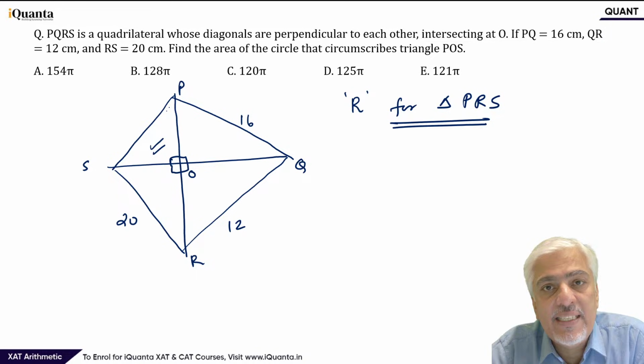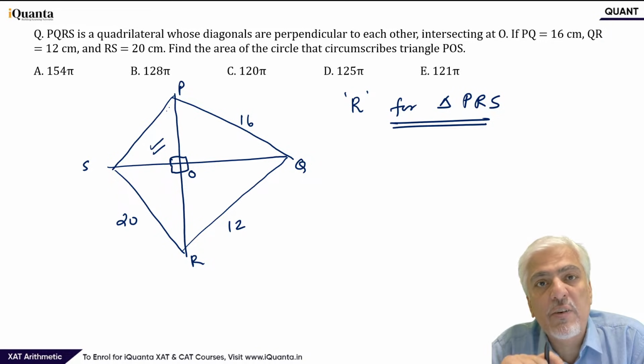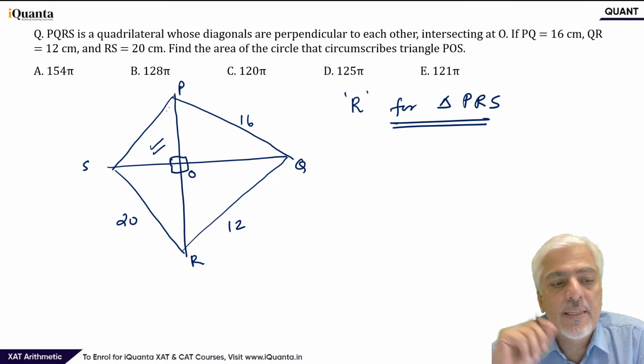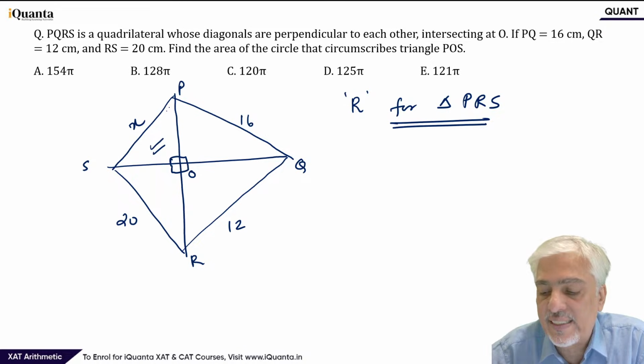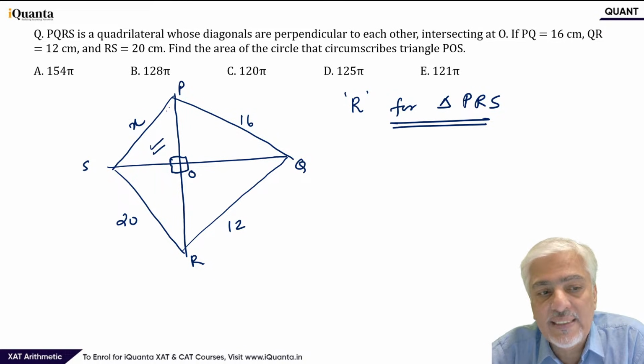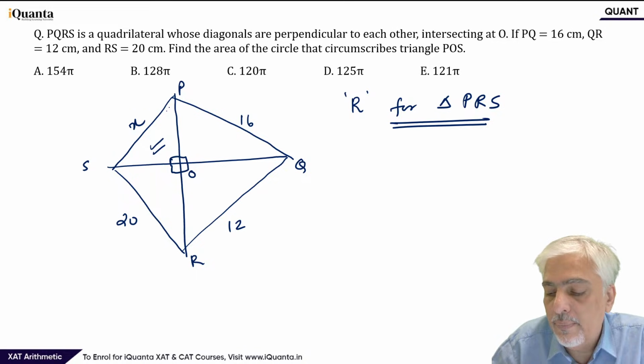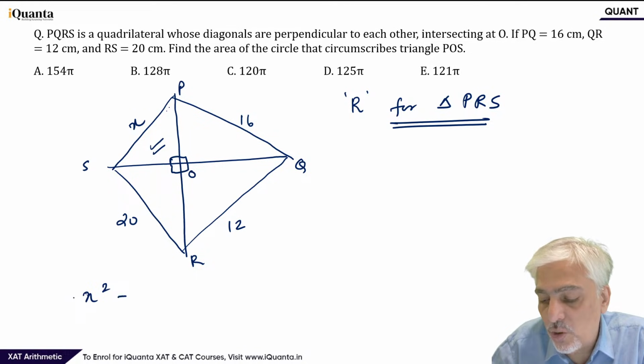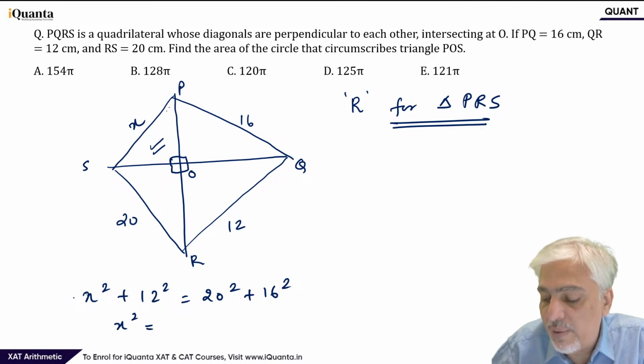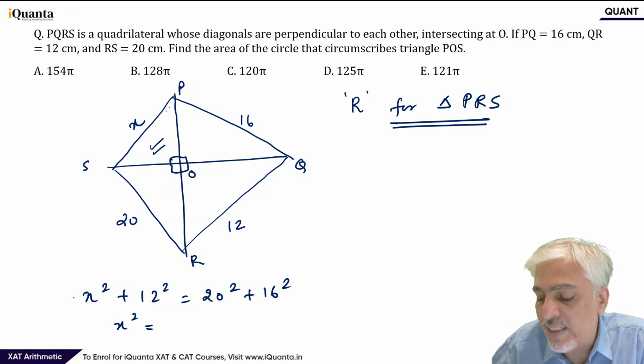When the diagonals meet at 90 degrees, the property is, listen to the property everybody: the sum of the squares of the opposite sides are equal. That means if I took this side as x, then I will get x square plus 12 square is 20 square plus 16 square. So x square will be equal to 400 plus 256 minus 144.